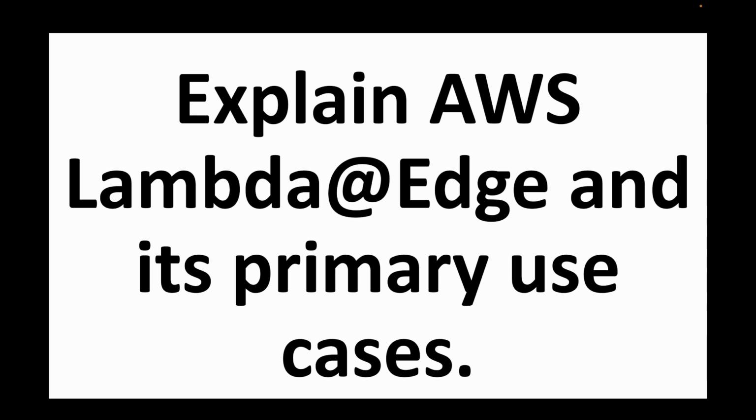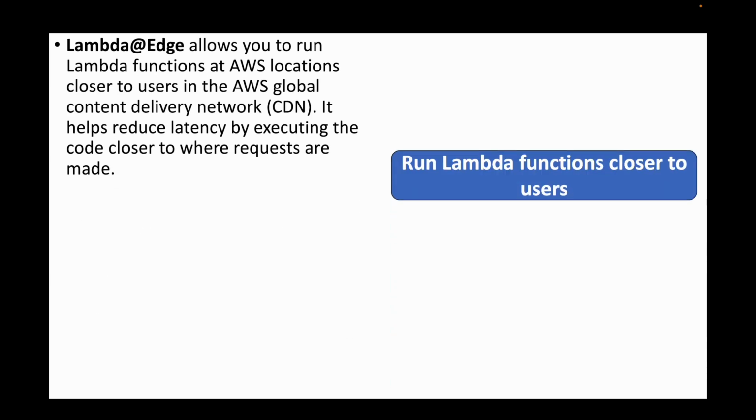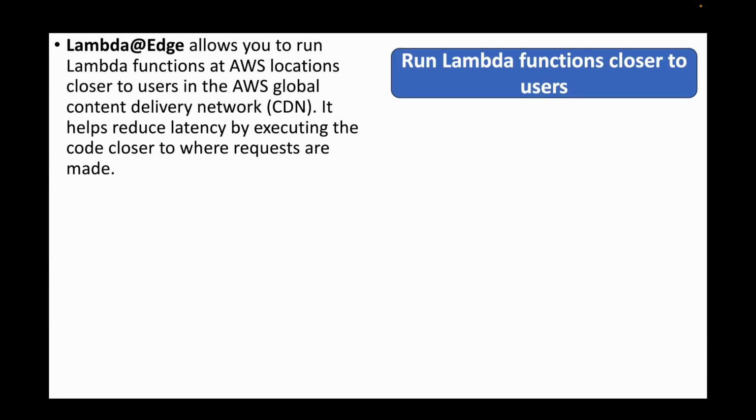The next question we have is, explain AWS Lambda@Edge and what are its primary use cases. Lambda@Edge allows you to run your Lambda functions using your AWS global CDN. This helps you run your Lambda functions closer to your users. This will help you reduce the latency by running the code closer to your users, basically where the requests are made.